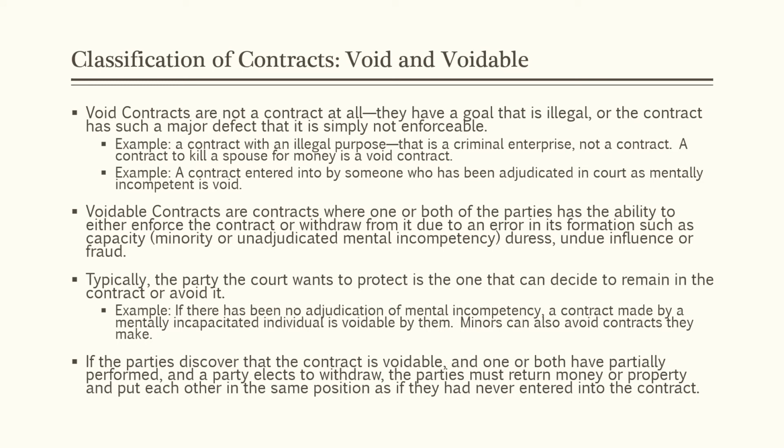If the parties discover that the contract is voidable and one or both have partially performed and a party elects to avoid the contract and cancel it, the parties must return money or property and put each other in the same position as if they had never entered into the contract. A voidable contract basically disappears, and it's as if the contract had never existed at all, and so the courts want to put the parties back in the same position that they were in at the time the contract was entered into as much as humanly possible.